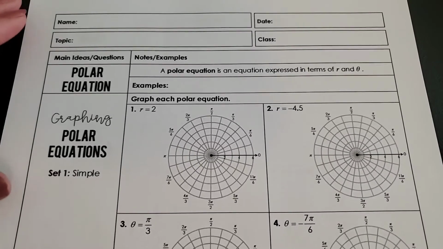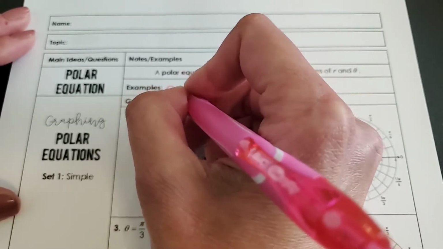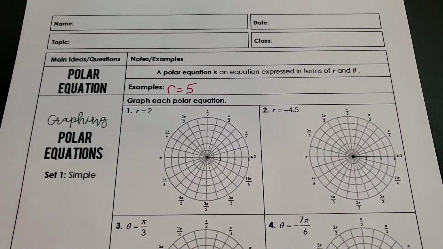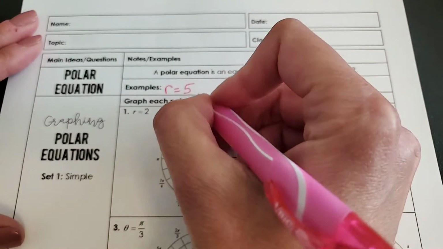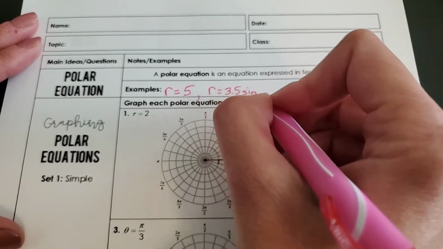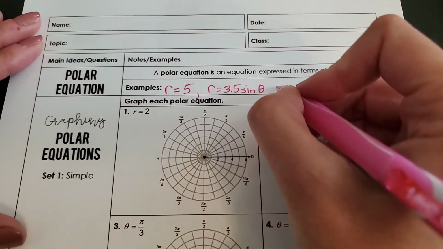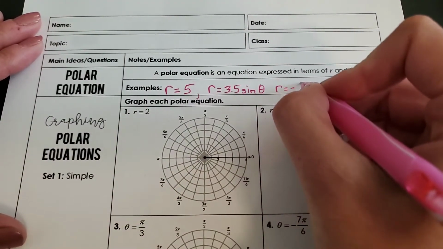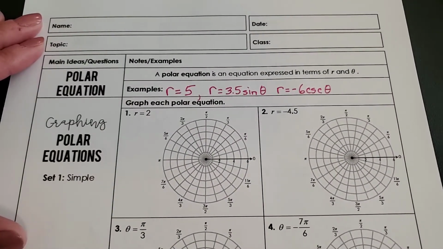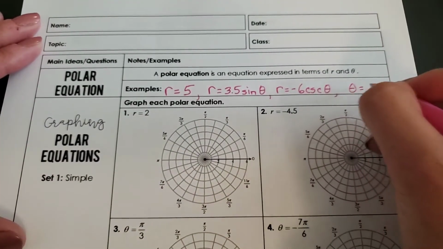So, some examples of what polar equations might look like. They will all have r's and thetas or some combination thereof. Sometimes you'll just have an r, meaning that the distance from the pole will always be 5: r equals 5. Or maybe r equals 3.5 sine of theta. That would be an example of a polar equation. You can also have something like negative 6 cosecant of theta. So those reciprocal functions will also come into play. Or you might just have something with theta.